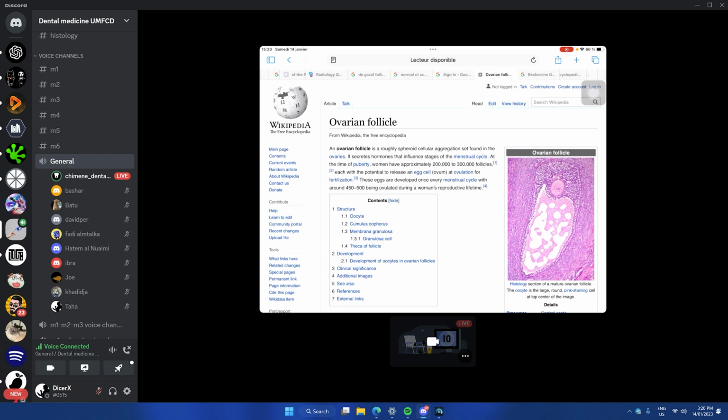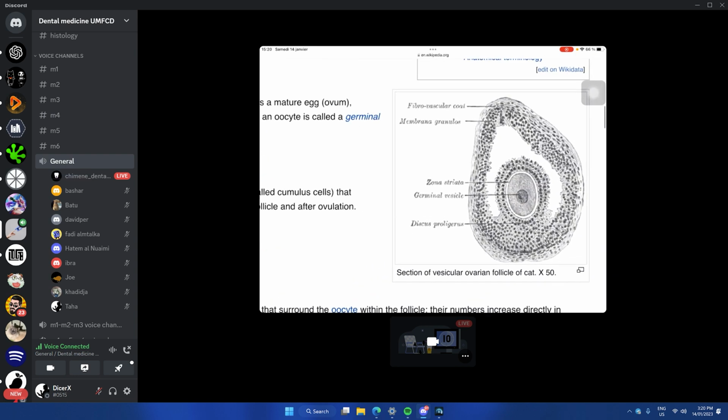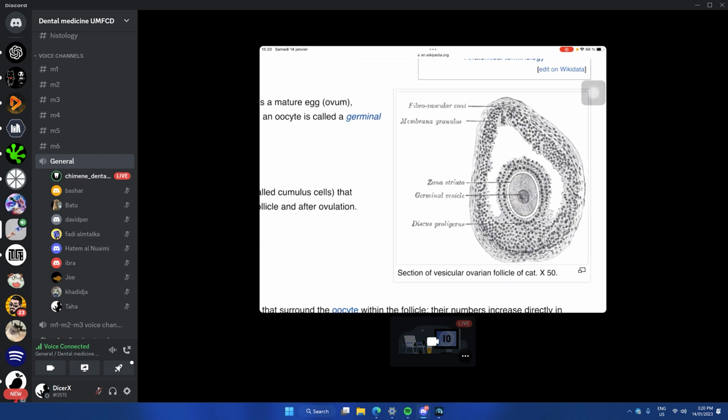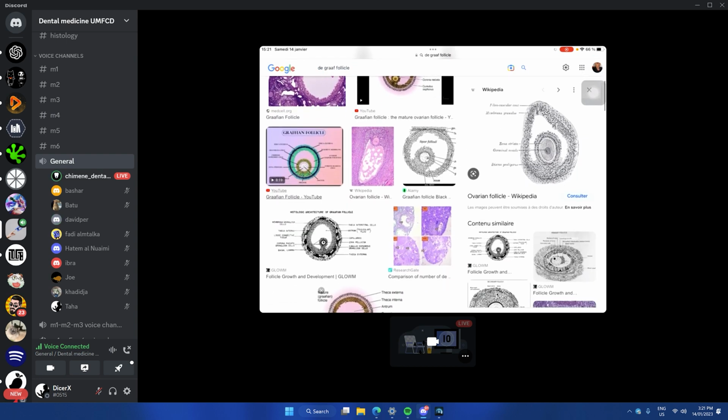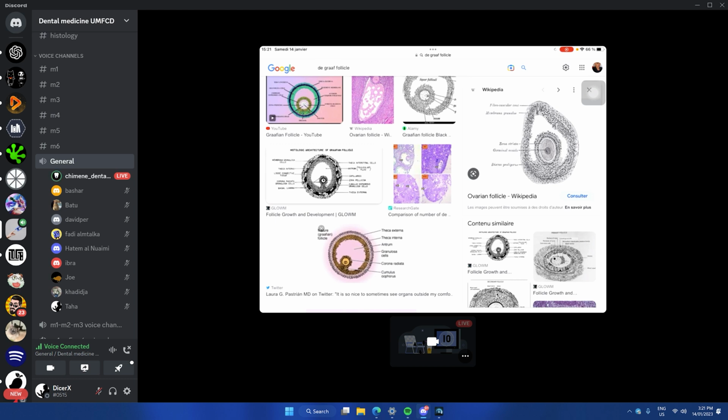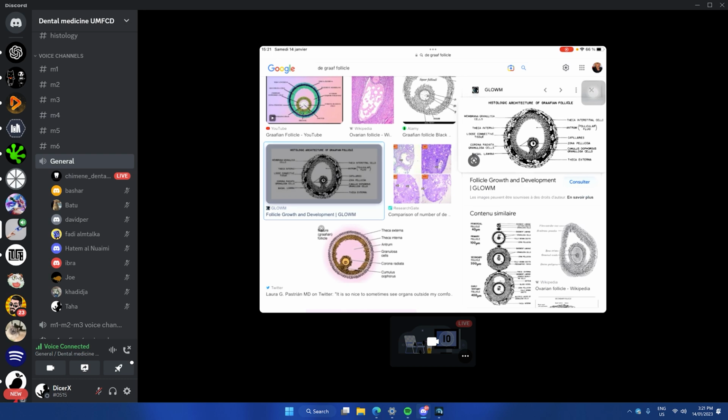Okay. So first of all, you can see the fibrovascular coat. You have the internal theca, the external theca. Do you want me to write on the picture to tell you? Yeah, it's better. Yes. I'm going to do this. Perfect. Hold on. Yeah, this one. Don't look at the pictures. Thank you. Okay.